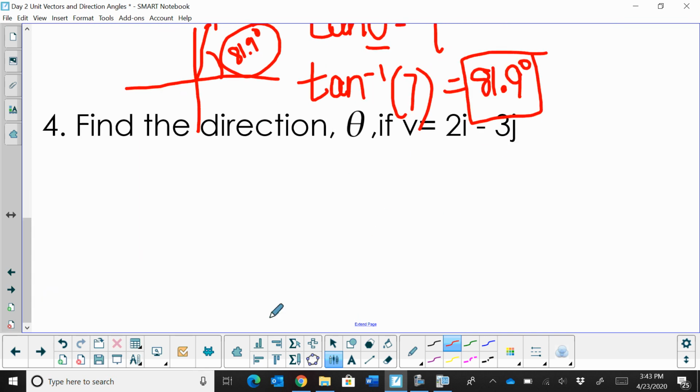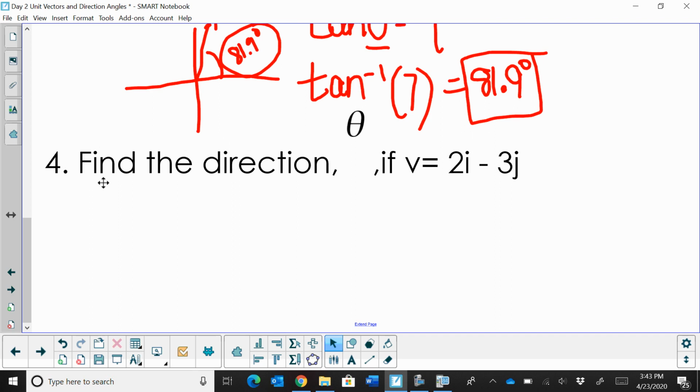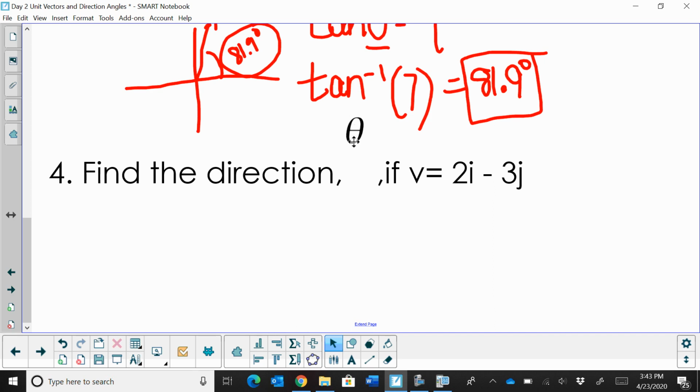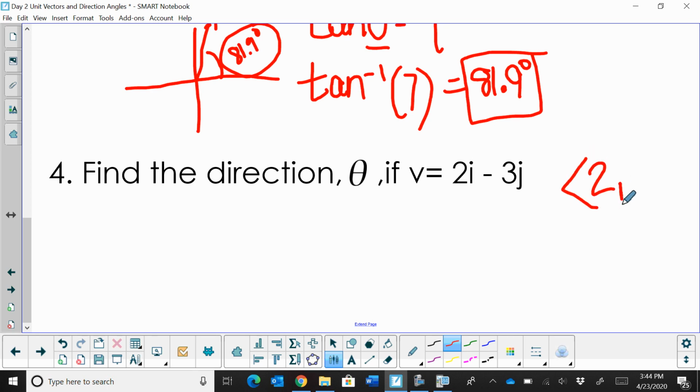We're going to take the vector. Let me slide this down just a little bit so you can see it. Okay. Find the direction theta if vector v is 2i minus 3j. 2i minus 3j is the linear combination. Now let's write it in component form. So we're looking at (2, -3). So as far as a quadrant, what quadrant's that going to be in? It's going to be in quadrant 4.